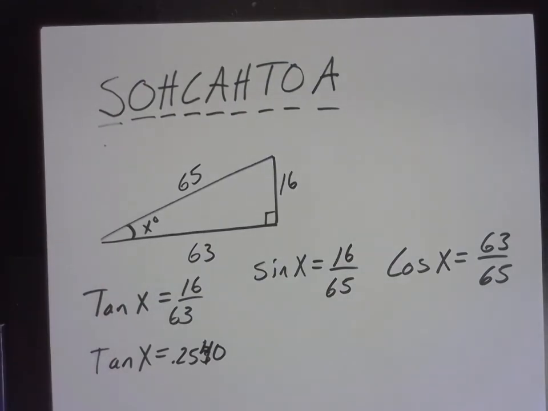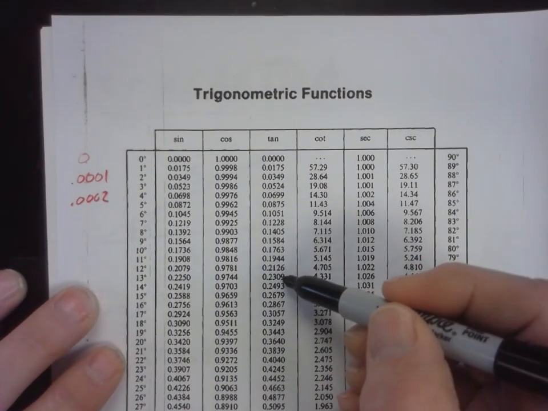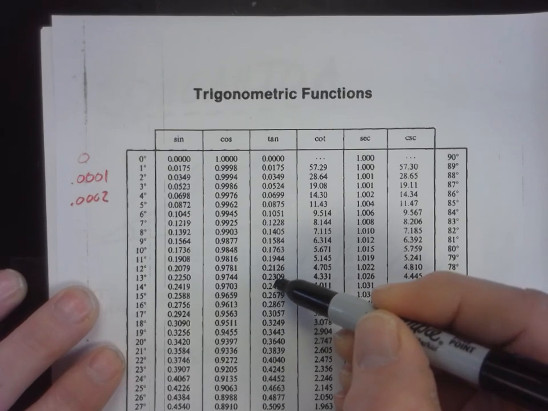Now get out your trig sheet. Go to the tangent column. Go down the column and find 0.2540. You find it? Okay, so there's not an exact angle for that, is there? There's no 0.2540 because this angle is not a whole number. But everybody find the closest one. It's somewhere between 0.2309 and 0.2493.